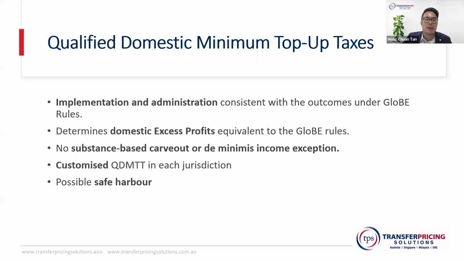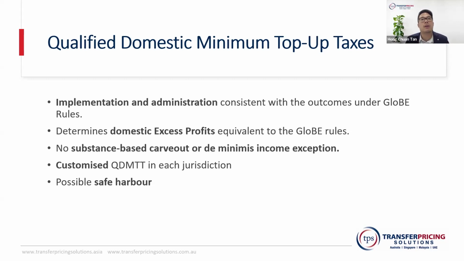All right, so the QDMTT will first determine the domestic excess profits, and the calculation is very similar to the GLOBE rules, and then you calculate the domestic minimum top-up tax. Now, if you recall step 4, where we calculate the top-up tax for the group itself, then the top-up tax will be reduced by this QDMTT, which results in less top-up tax payable by the UPE, the ultimate parent entity.